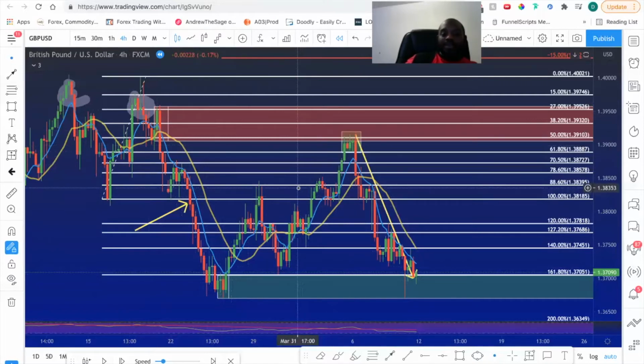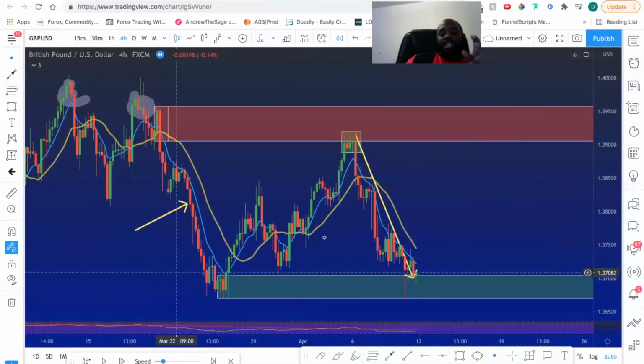Now let's say you missed that move. I'm going to show you how to get in. Let's say it made that bearish order block, and you missed that entry on that reversal. You're like, damn. And let's say you didn't even see that move. See how it pulled back down to the order block? Yep, right here.